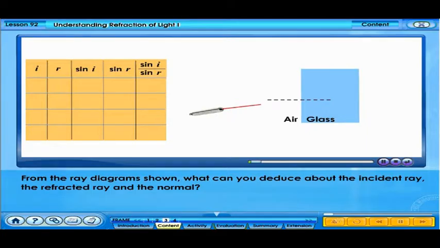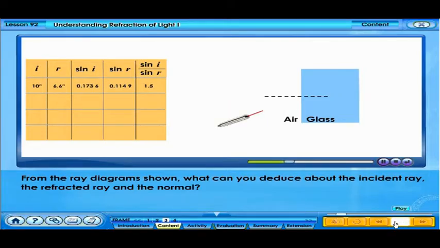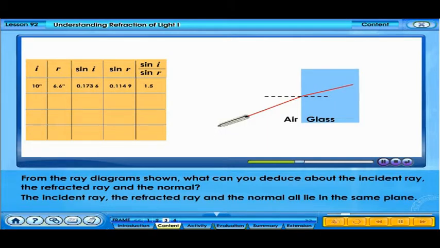From the ray diagrams shown, what can you deduce about the incident ray, the refracted ray, and the normal? The incident ray, the refracted ray, and the normal all lie in the same plane.